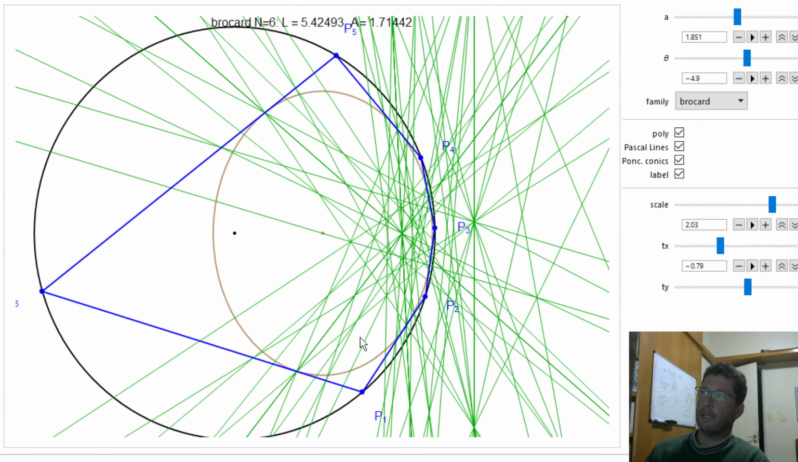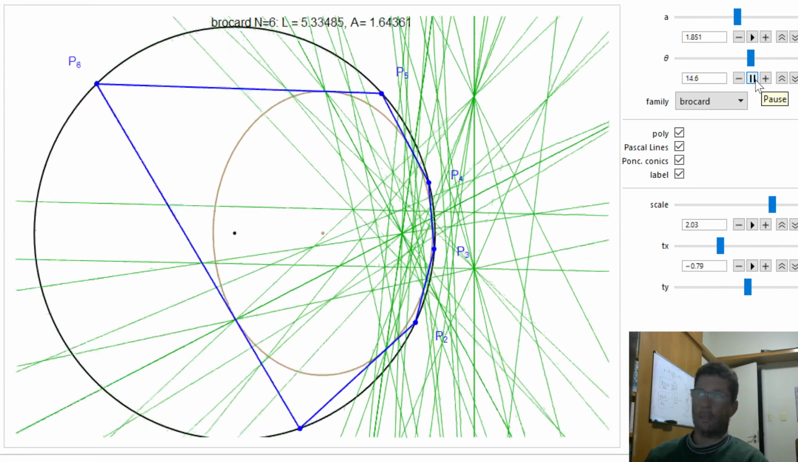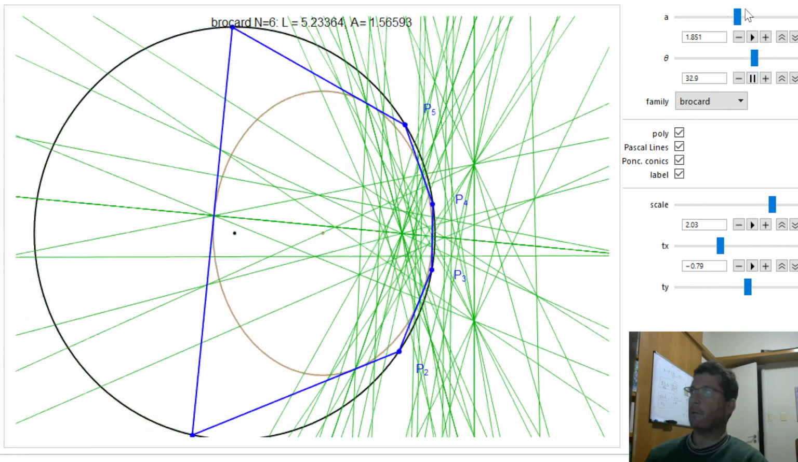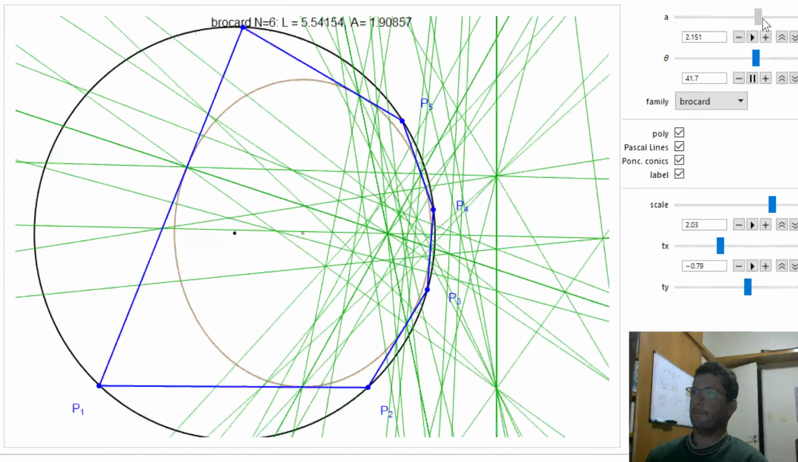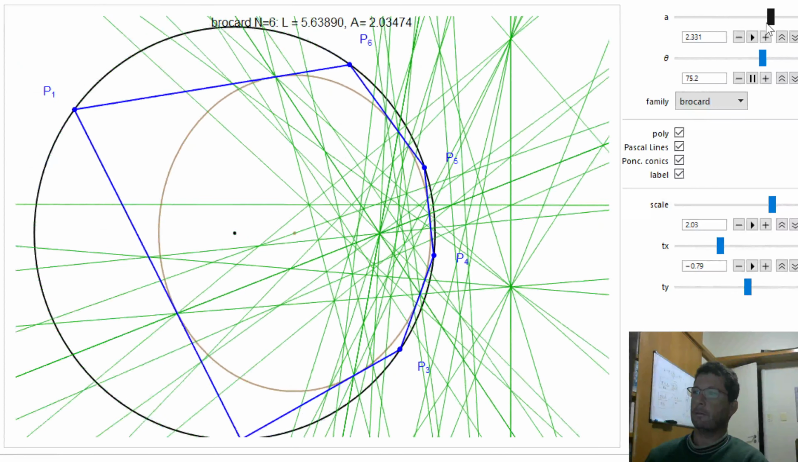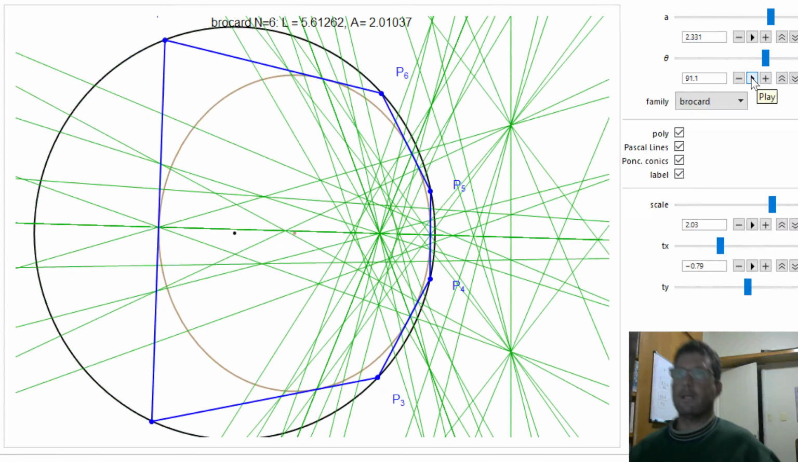So at every contact point, just by symmetry, I would expect, and I don't quite see it here, but I would expect something going right through it. So there's one or more Pascal lines going through the contact points of my harmonic polygon with the caustic. Okay, so this is the first phenomenon.